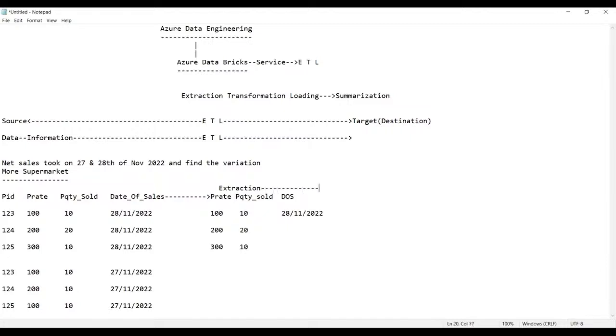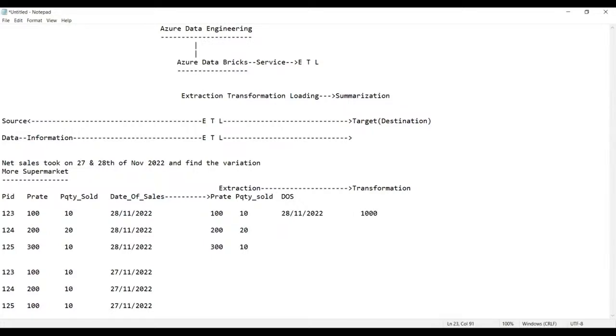Now, the next one. After the extraction is done, what is the next process? Transformation. Very good. Now, guys, transformation is the actual process where we perform any kind of arithmetic operations on the data, whatever you require. Now tell me, to find out the net sales, you pick up the product rate and product quantity. Product rate is 100 rupees, quantity sold is 10. That means 100 into 10 is what, guys?